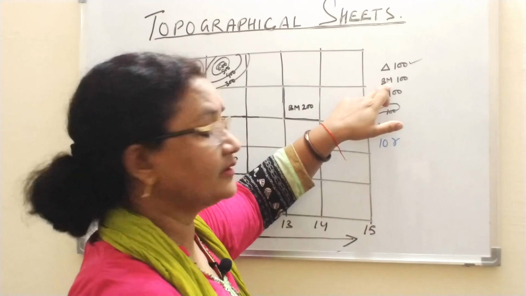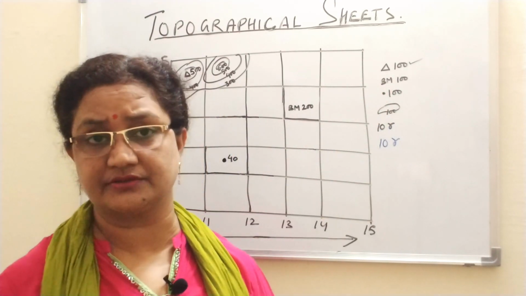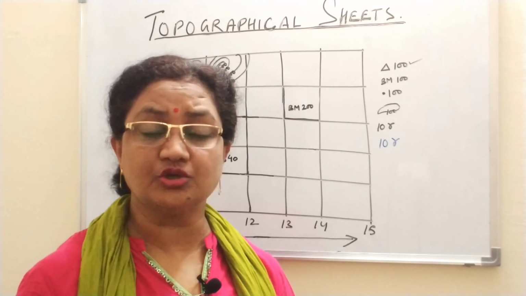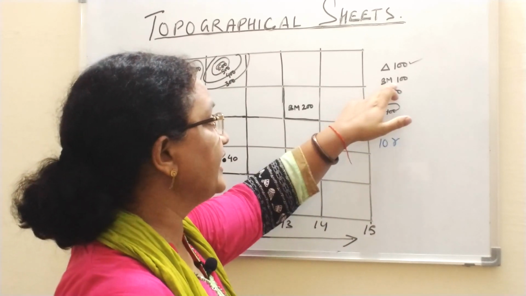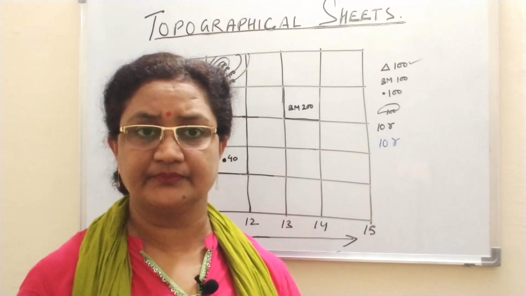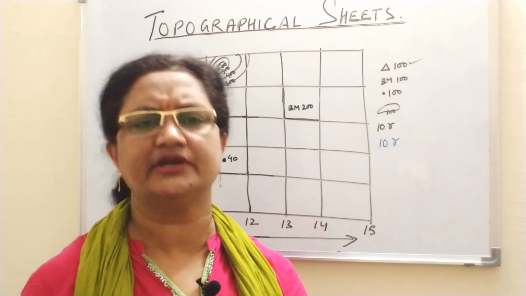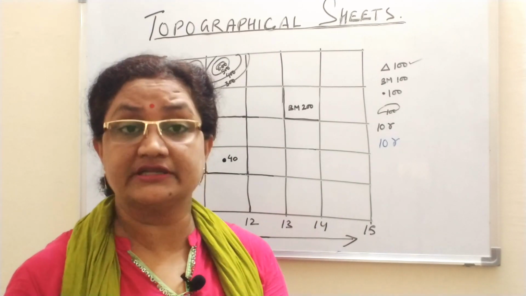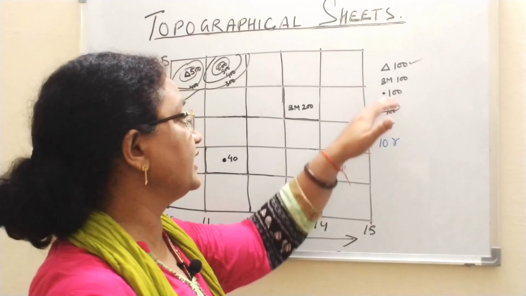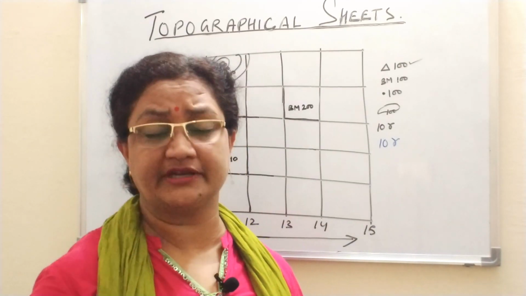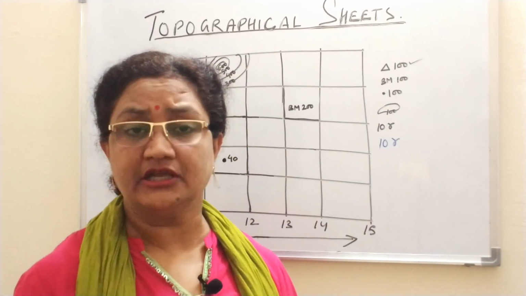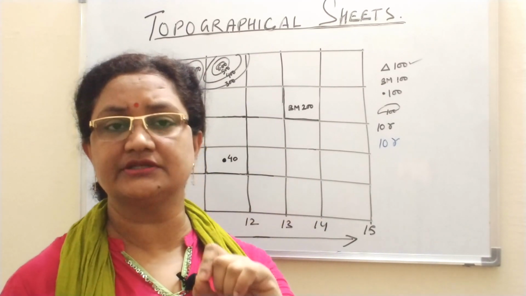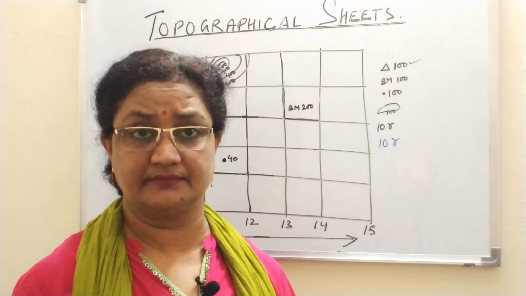Second method is called the benchmark height. At a few places you may find in the topo sheets, it is written like this, BM, and then any number is written, right? It can be 100, 200, whatever number it is. But the main thing you should understand is benchmark. In short, it is written as BM and then the number is mentioned. So what is the meaning of it? It refers to a benchmark height of 100 meters above the mean sea level.